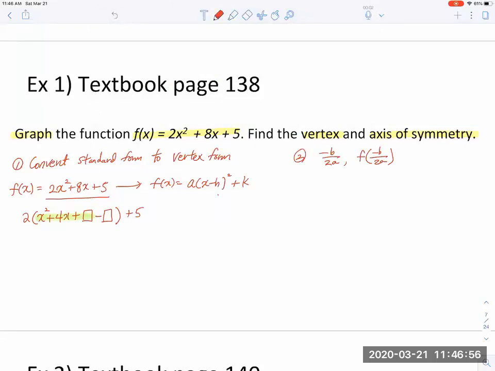So how do I do it? You're going to take half of the middle number, 4 divided by 2, and square that number. You're going to plug in here and here, which is 4 divided by 2, 2 squared is going to be 4. You are going to add 4 and minus 4. Since you add and subtract the same number, the balance is still 0. It doesn't affect your equation balance.